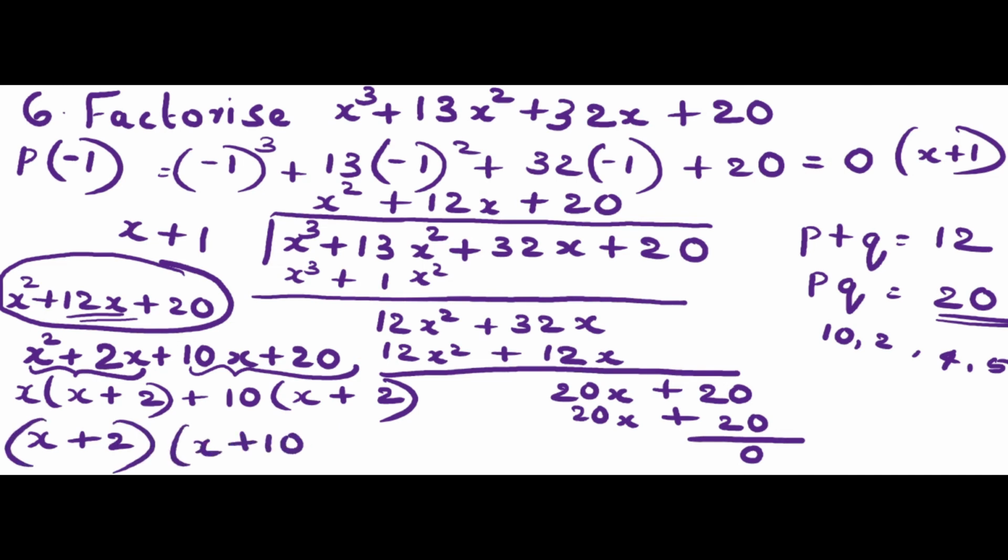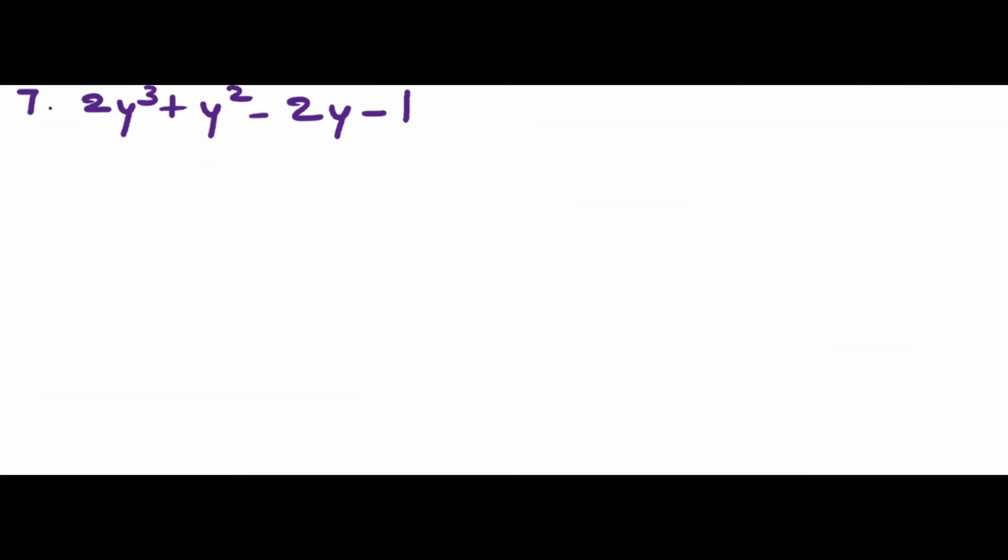So I got x plus 2 and x plus 10 as the other factors of this polynomial. Seventh question: factorize 2y cube plus y square minus 2y minus 1. Here there are negative signs, so you can go for positive factors also.